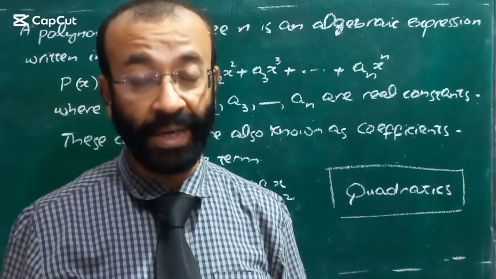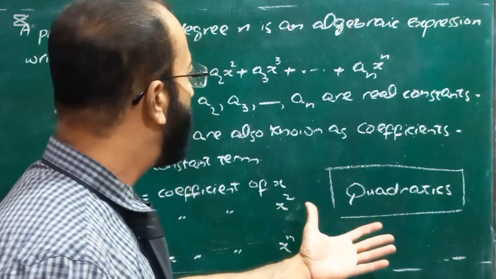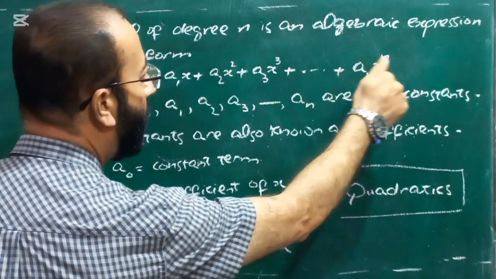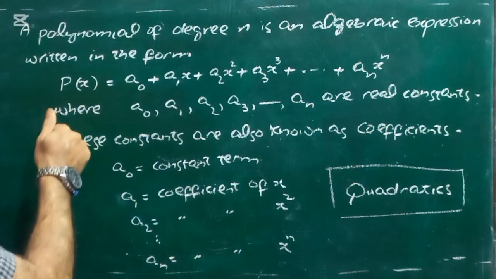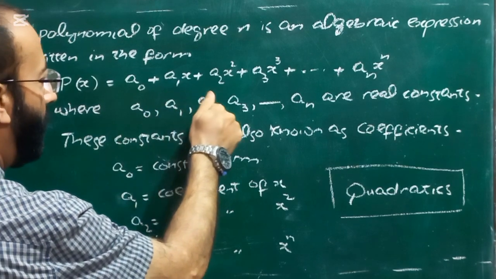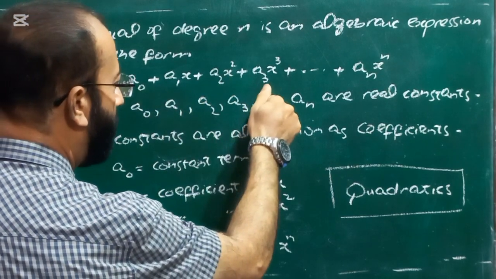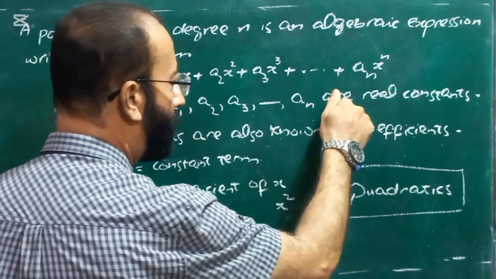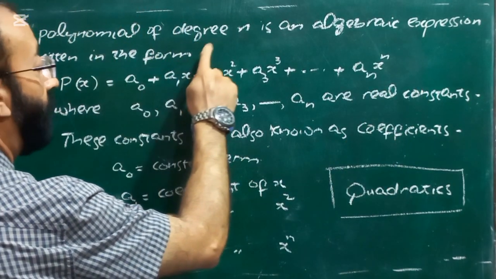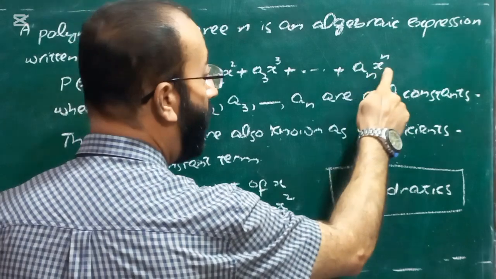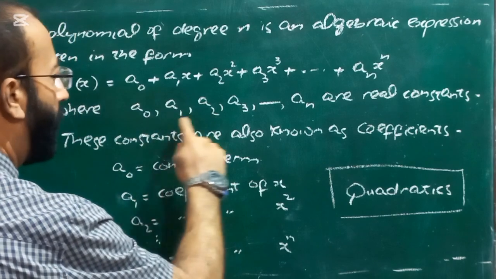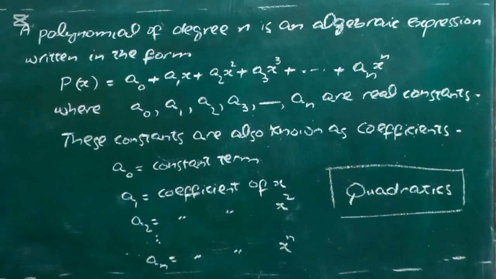Good morning, students. Some general ideas and concepts of quadratics are: a polynomial of degree n is an algebraic expression written in the form p(x) equal to a0 plus a1x plus a2x² plus a3x³ plus, and so on, and the last term will be an xⁿ, because the polynomial is of degree n, so that's why it will go up to x raised to power n, where a0, a1, a2, a3 and an are real constants.